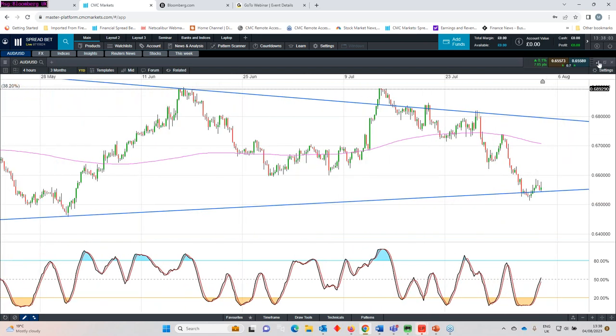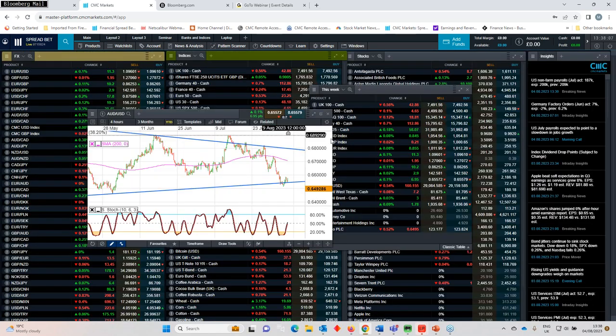But unless we get evidence of a recovery in Chinese economic activity, the risk for the Australian dollar is likely to be a revisit of those lows back in May this year.